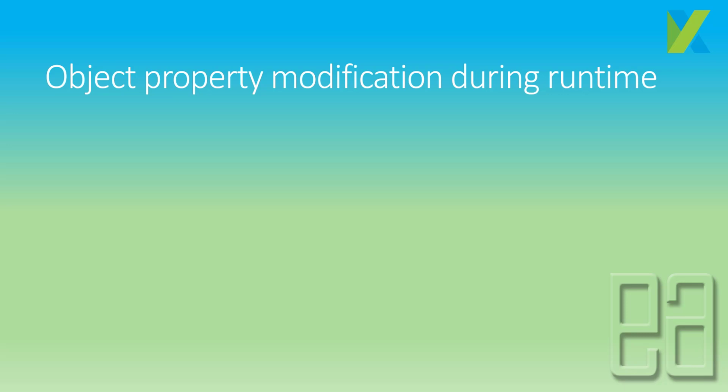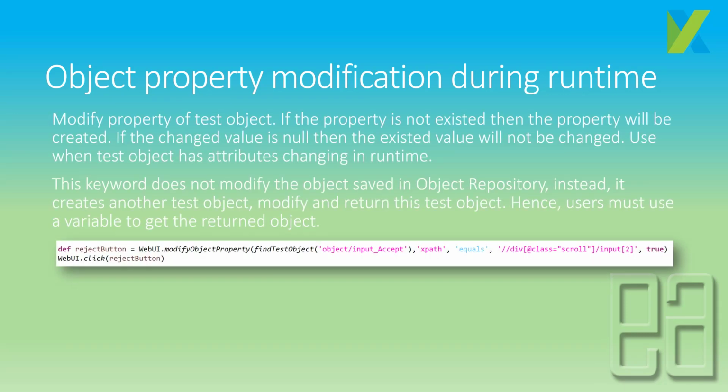There are situations where we might need to modify some of the UI properties during runtime, and also see if that object exists or not. If that object exists, we need to modify that particular object property and then perform some operation, something like a click operation. In our case, we have a button called the reject button, and the object we have saved in the object repository is actually the accept option button, but we also want to click the reject button some of the time.